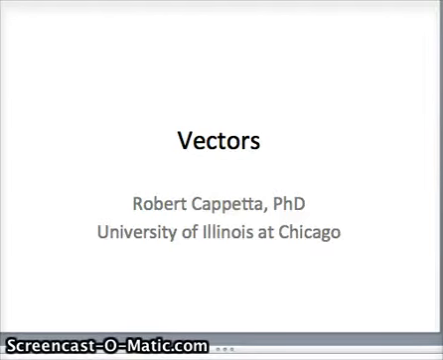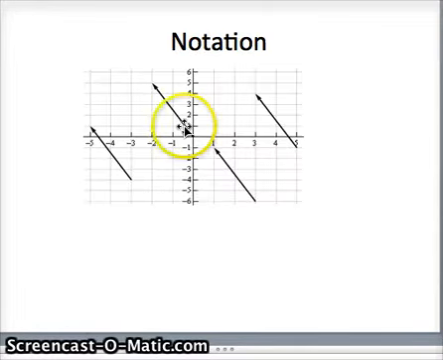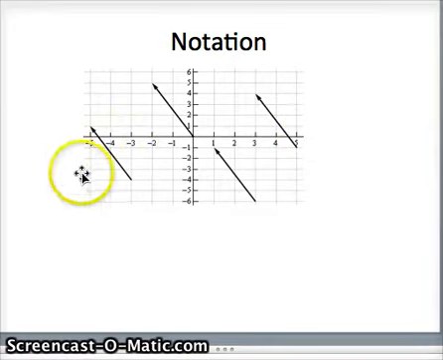This is Bob Capetta from the University of Illinois at Chicago, and this lesson is an introduction to vectors. So what exactly are vectors? Well, they give us a magnitude, a length, together with a direction. So these four vectors are all the same, so their location in space doesn't matter.